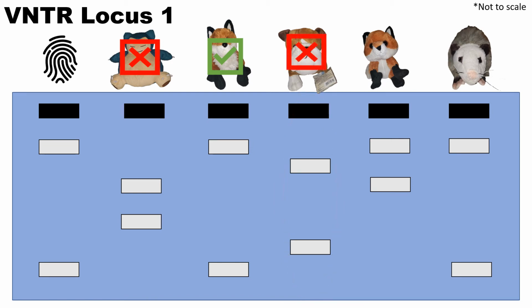As we continue to Suspect 3, we see that the top allele matches, but the bottom does not, meaning Suspect 3 is not guilty. Finally, Suspect 4. We can see that both alleles match, therefore they remain a suspect.